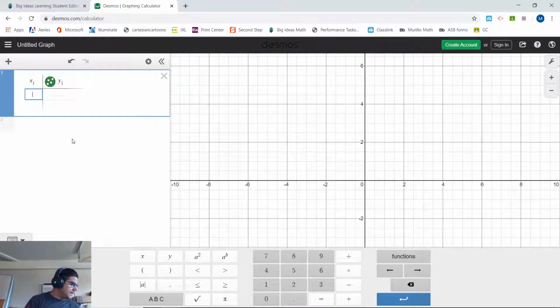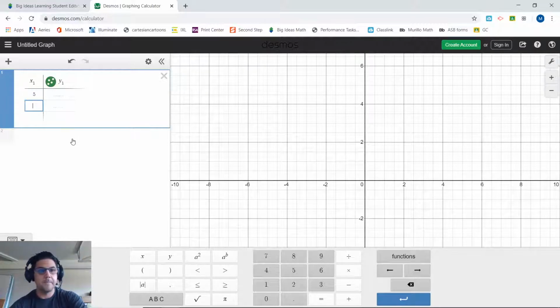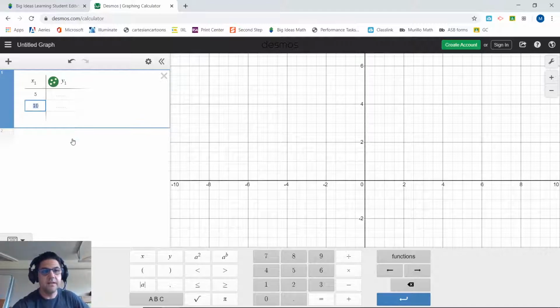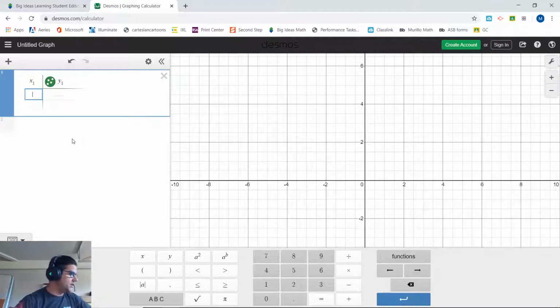So on problem number 11, you would type in all of your x's. So that'd be 5, 10, and so on. And then you'd type in your y's, and then you'd look at that information, and hopefully you'd be able to interpret the slope, which is counting rise over run. All right, let's look at number 14, which will help you on 13 and 15.